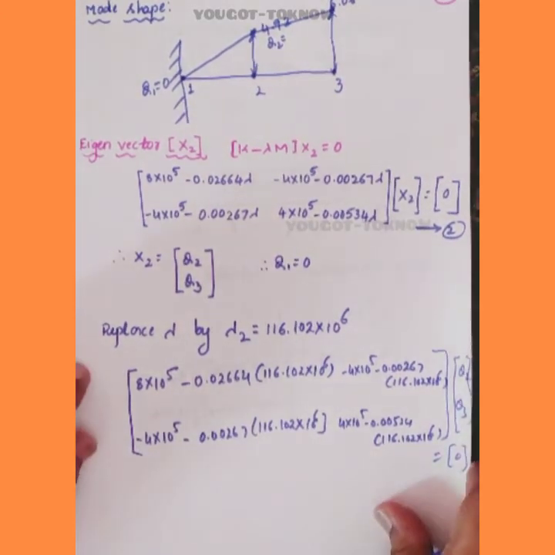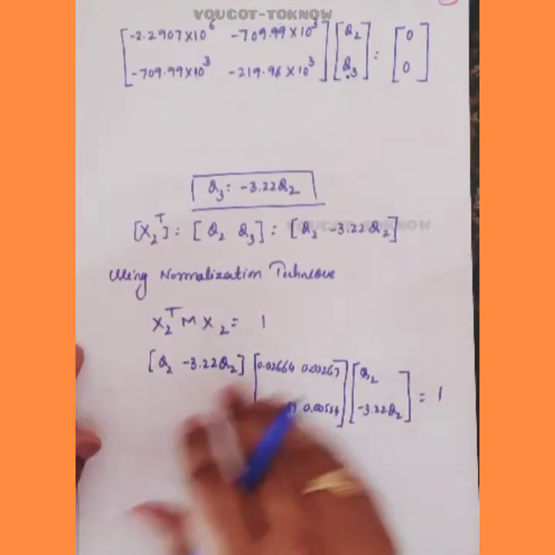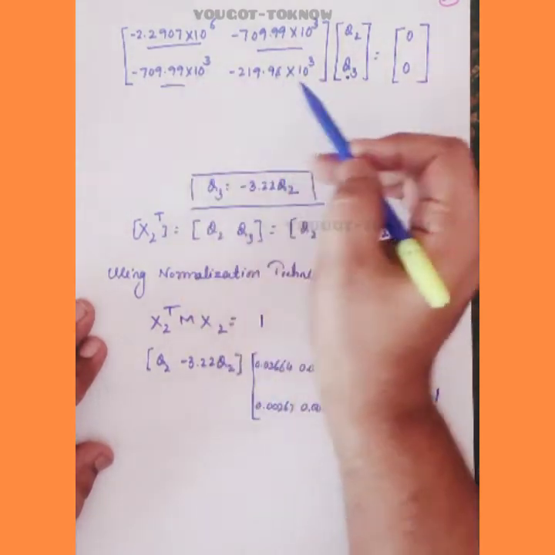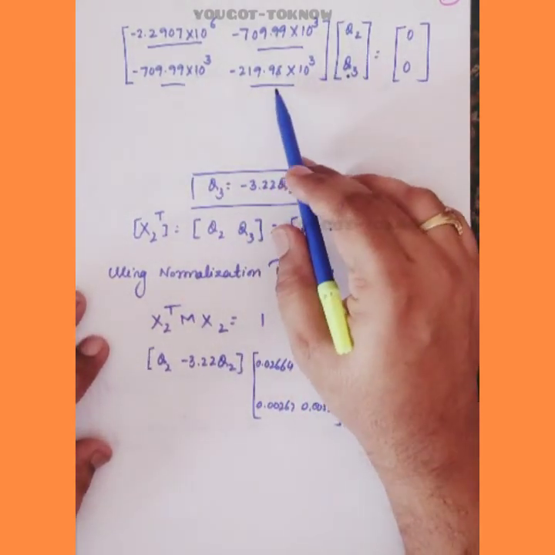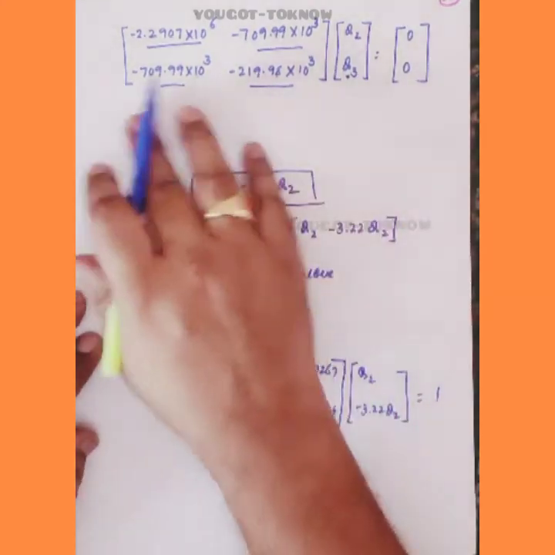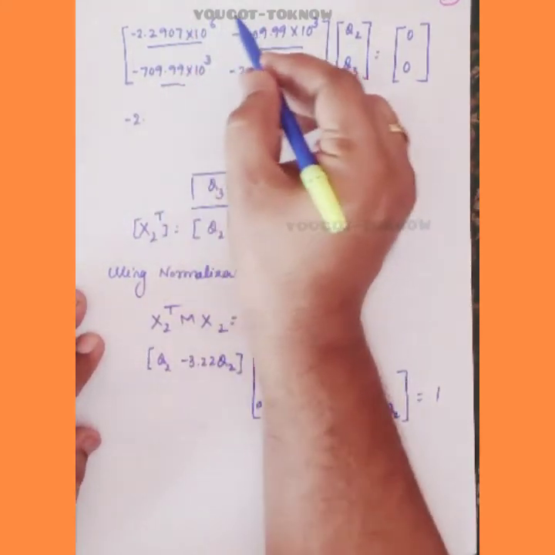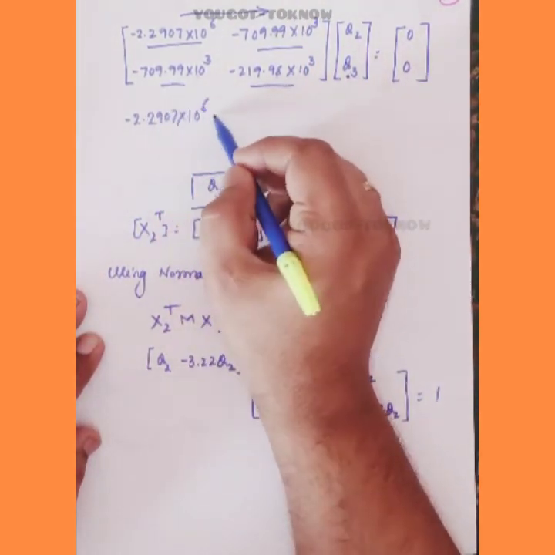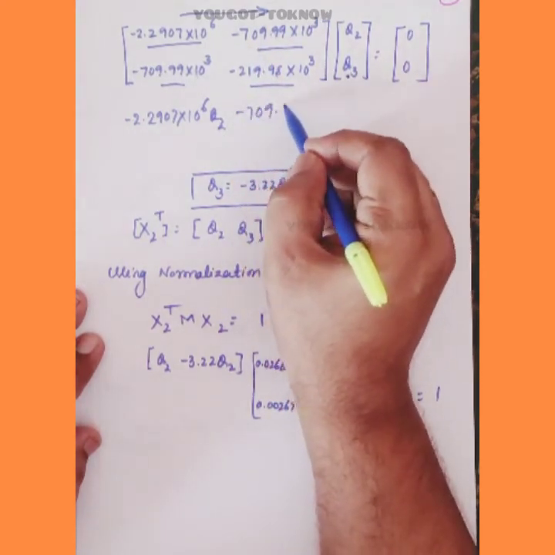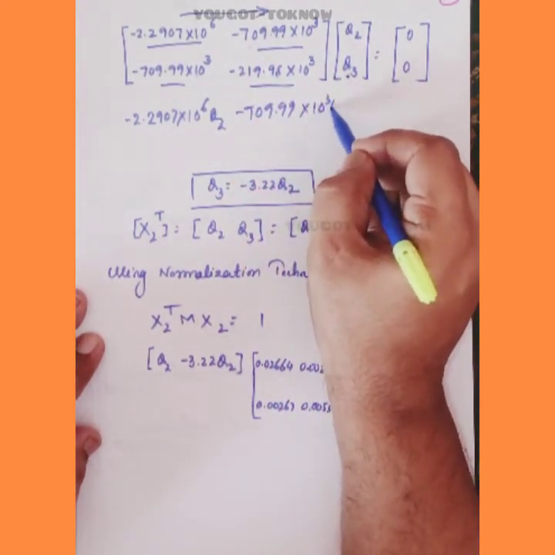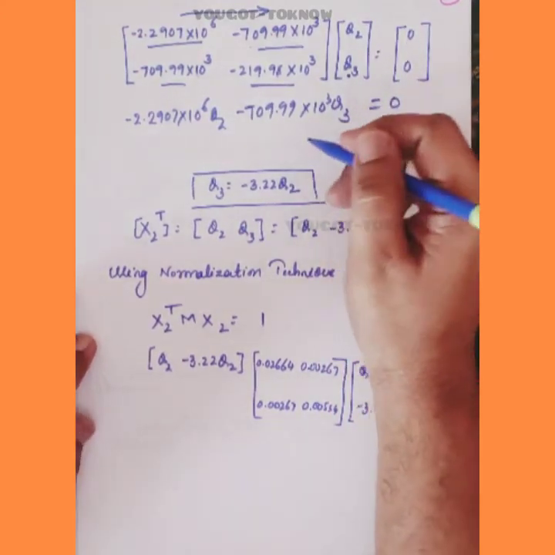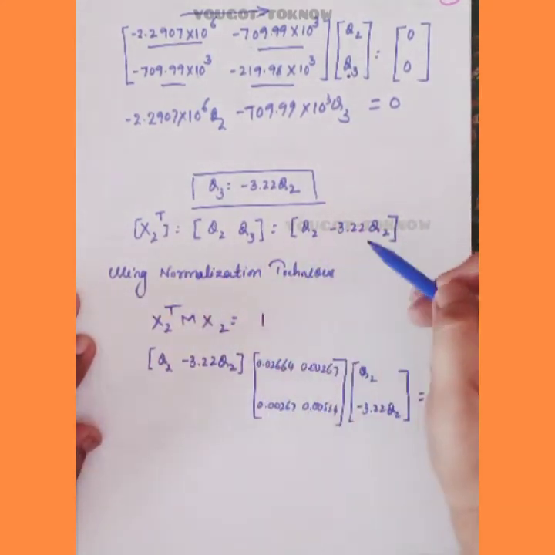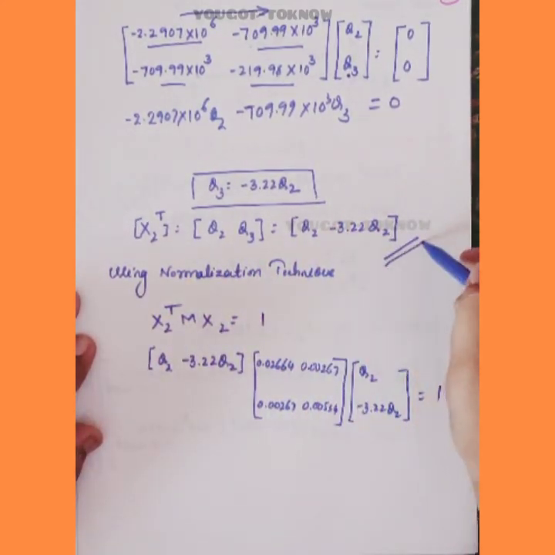Now, same thing, you can solve it. If you solve it, you are going to get a value like this: 2.2 into 10 power 6 and minus 709.99 into 10 power 3, Q2, Q3, 0, 0. Now, you can use the first equation or any of the equations. I'm using the first equation itself: 2.2 into 10 power 6, Q2, minus 709.99 into 10 power 3 into Q3 equals 0. If I use this, I get Q3 in terms of Q2. I can write X2 as Q2 into minus 3.22 Q2. That is what I'm going to write.